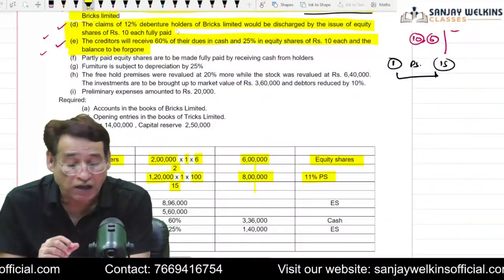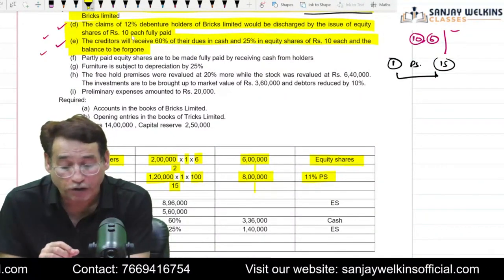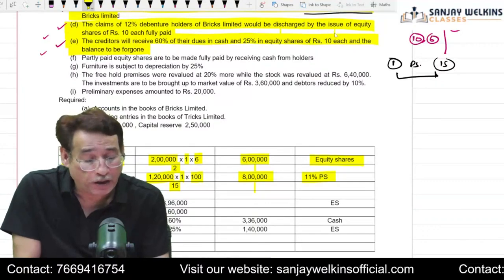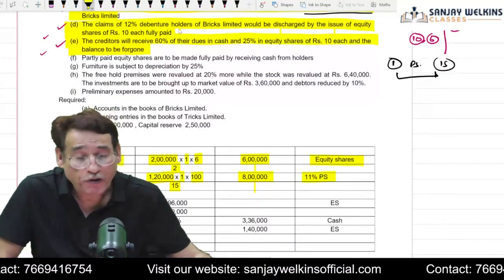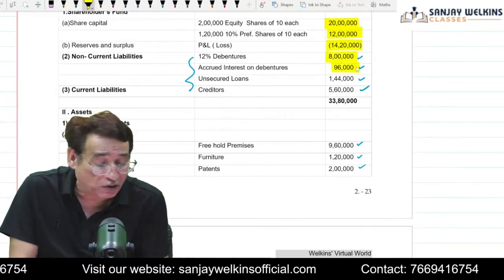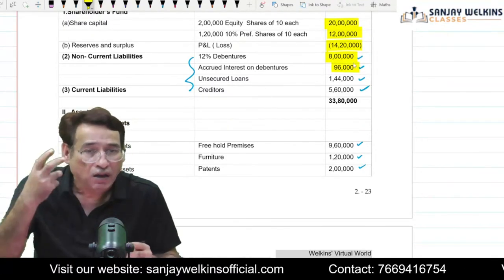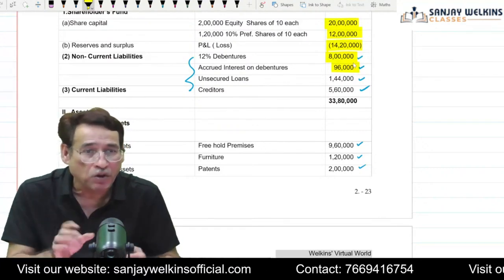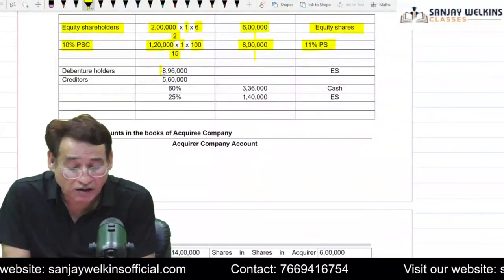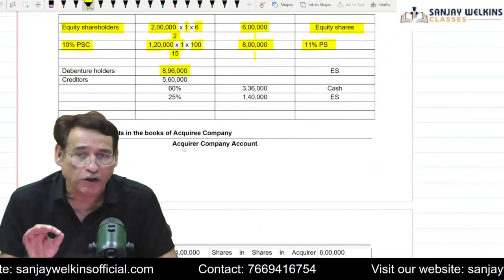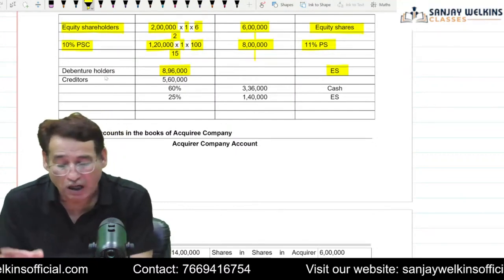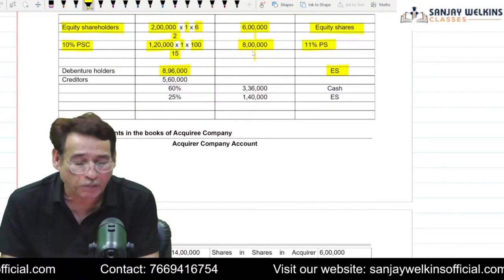Further in this question, it is written that claims of 12% debenture holders of Brick Limited will be discharged by issue of equity shares of 10 each fully paid. First of all, you need to know the claims of the debenture holder. What do we mean by claims? Debentures are 8 lakh and accrued interest on debenture is 96,000. So claims of the debenture holder means the amount of debenture plus interest accrued thereon. So total amount of debenture holders' claim will be considered 8,96,000. So you are going to write here: debenture holders' claims are settled by issue of equity share. However, this is a party other than shareholder, so it will not be made part of purchase consideration.